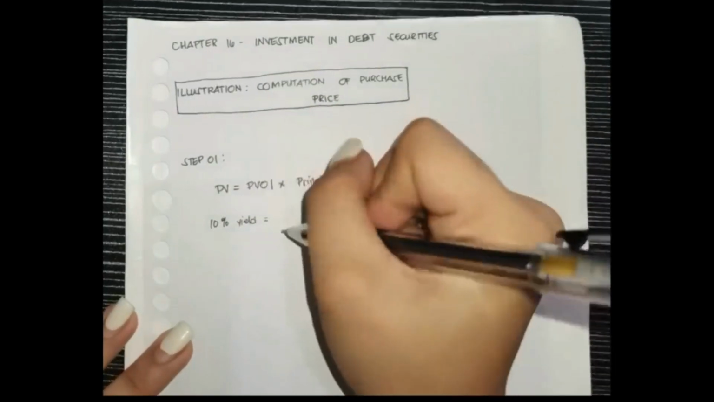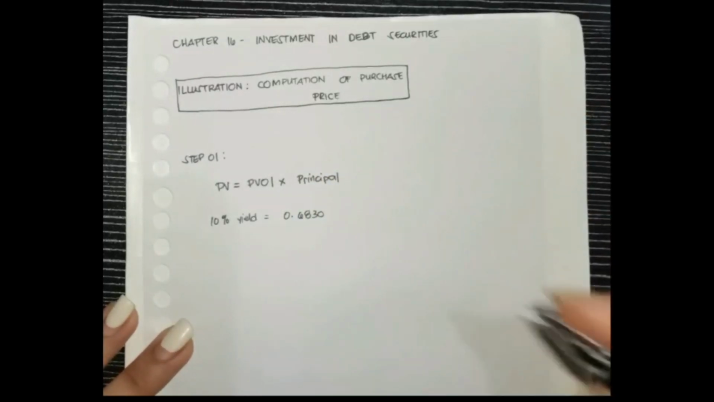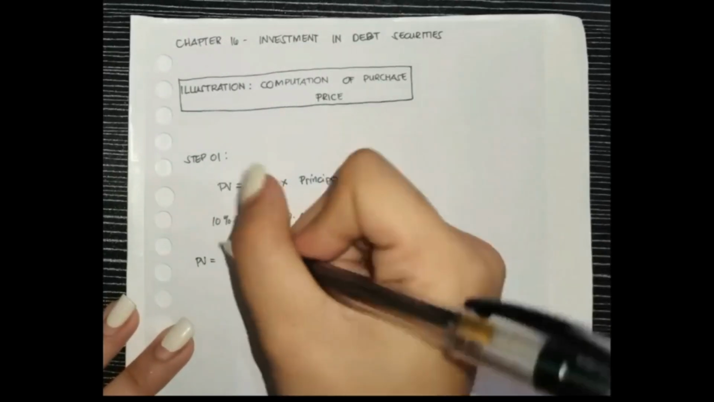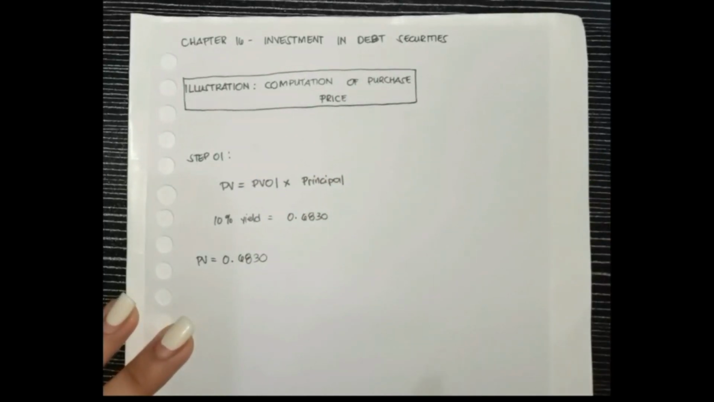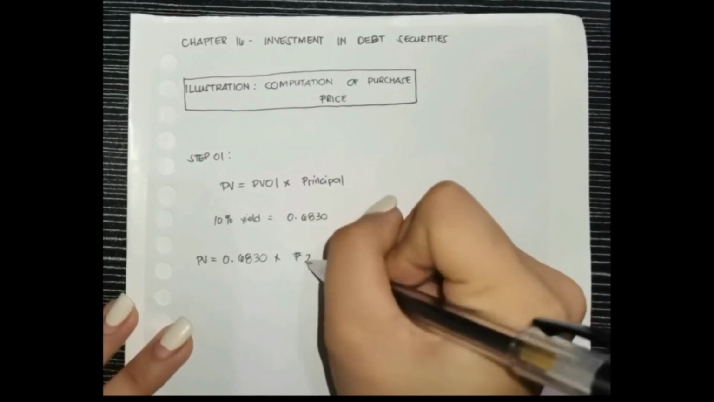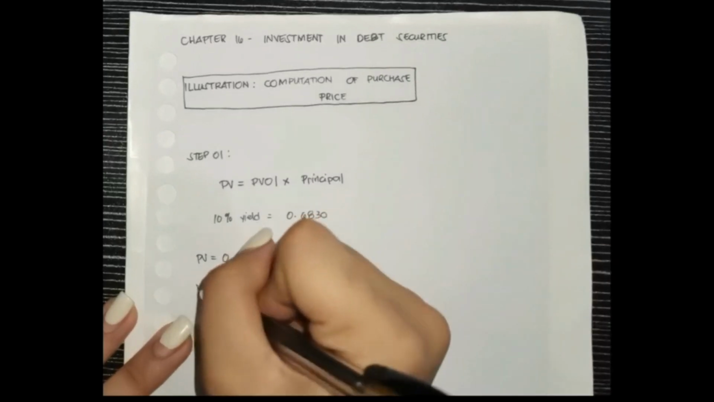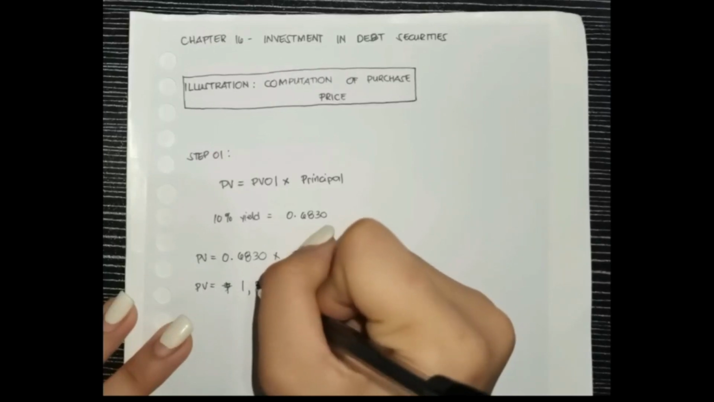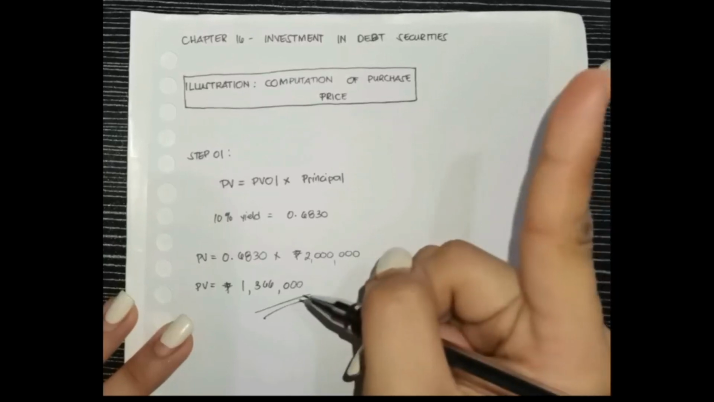is equals to 0.6830. So, PV is equals to 0.6830, which is ang PVO1, times the 2 million pesos, which is our principal. So, our PV is 1,366,000 pesos.